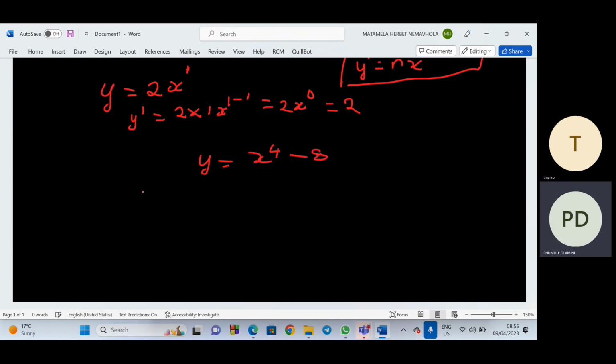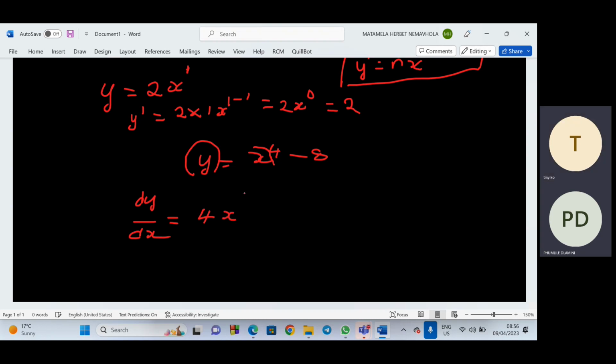So if I want to differentiate this, I want to get dy over dx. When I say dy over dx, I'm looking for the change in y with respect to x. That's why we say dy over dx. So dy over dx, it can be from x to the power 4. I'm going to take this 4 down. It's going to be 4 x to the power 4 minus 1.